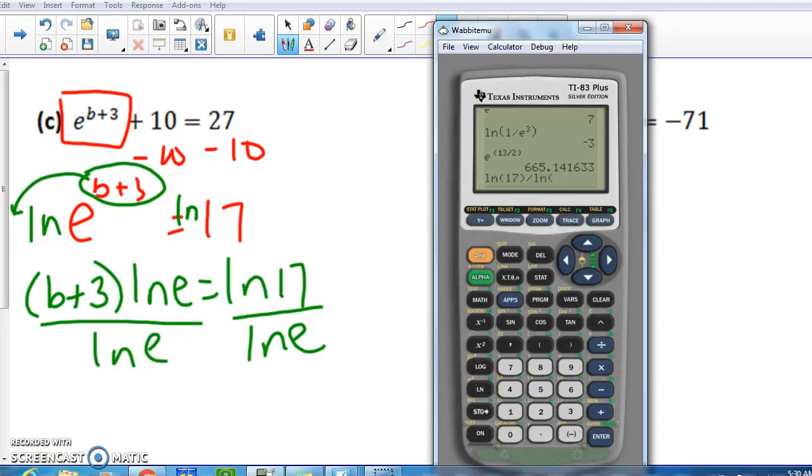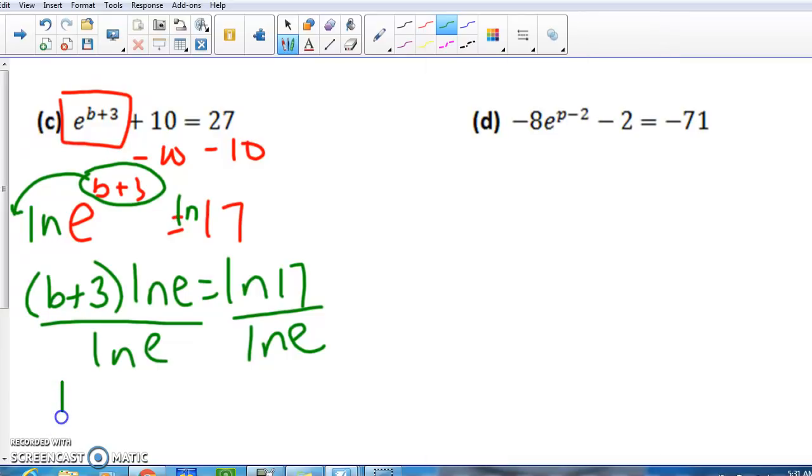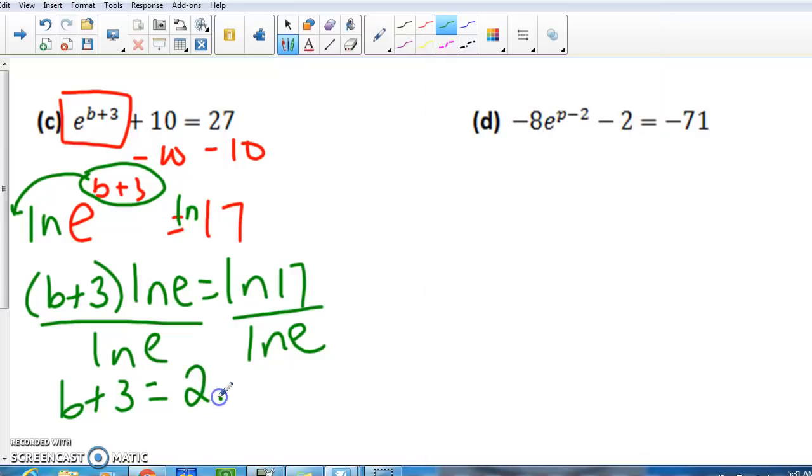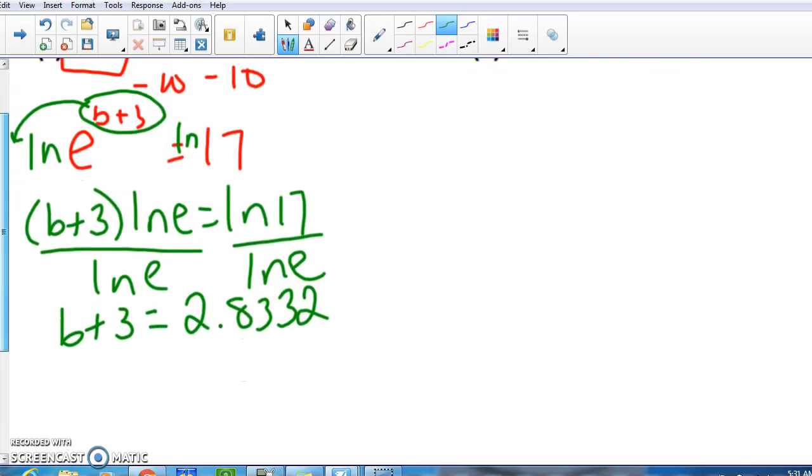Now, the e that we've been using before was above ln. If you look above the division sign, there's an e that doesn't have an exponent. It really doesn't matter which one you use, but if you use the other one, the exponent would be 1. Okay, so I get b plus 3. I didn't look at that before that went away. b plus 3 equals 2.8332.